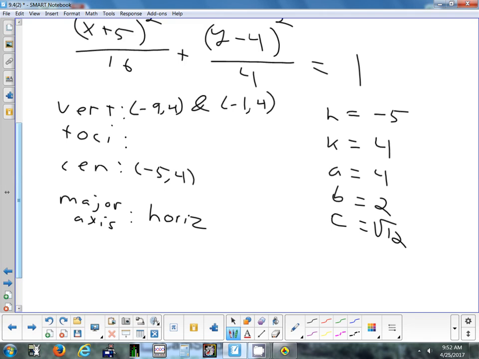And now, what number there helps me to figure out the foci? C. Okay, the foci are going to be C units away from the center, to the left and to the right. So there's not really a nice way to write this one. I would say -5, and if you're going to shift left, square root of 12 units, and then you're going to shift right, square root of 12 units. Okay, so that comes out kind of messy. But that's where your foci would be. Square root of 12 units to the left and to the right of -5.